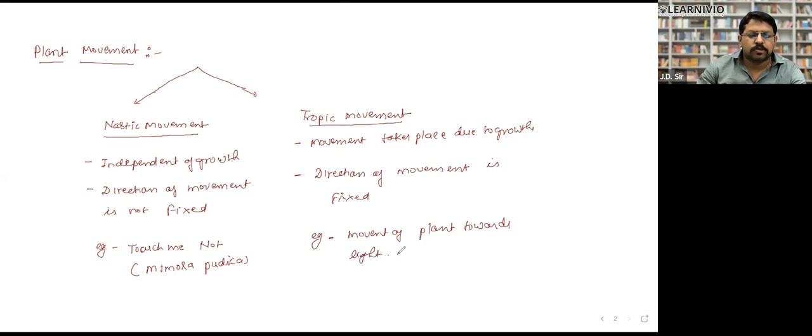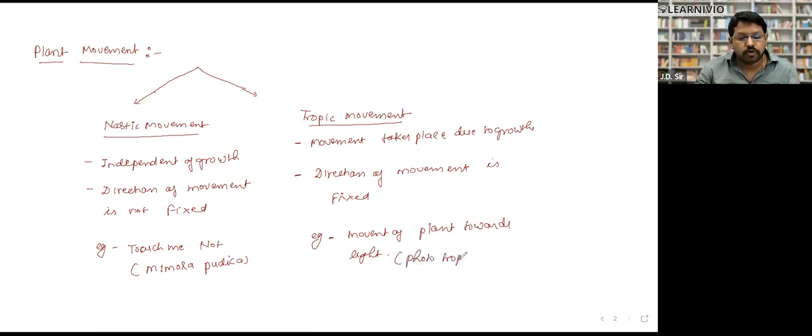So that is also a kind of growth. And another thing is that the direction is fixed towards the light. Whenever any plant moves towards the light, in the direction of the light, that movement, we'll study that movement in detail, we call phototropic movement.